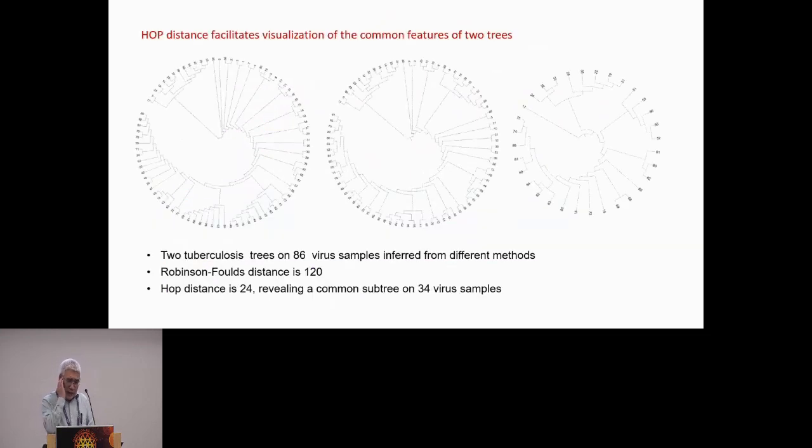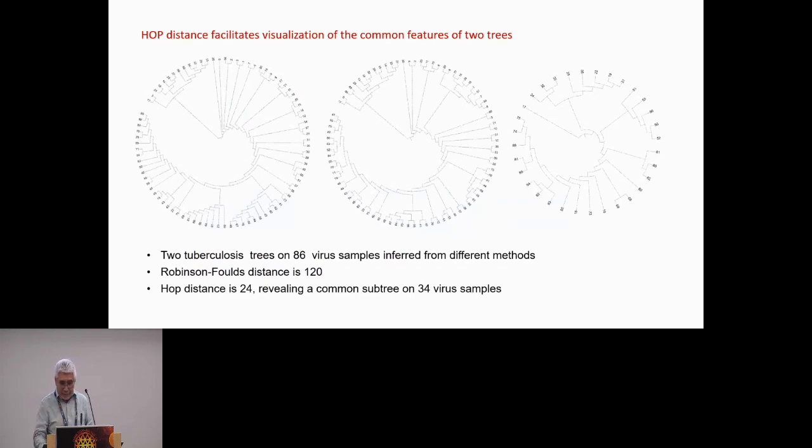Another application is this. Basically, we can calculate the transformation between the two trees, but this calculation also reveals the common patterns, common structures in the two trees. See, for example, these are two large trees. If we calculate the Robinson-Foulds distance, it is 120, which doesn't mean too much. But if we calculate the hop distance, it is 24, and we can also recover the large subtree, which contains 34 samples.